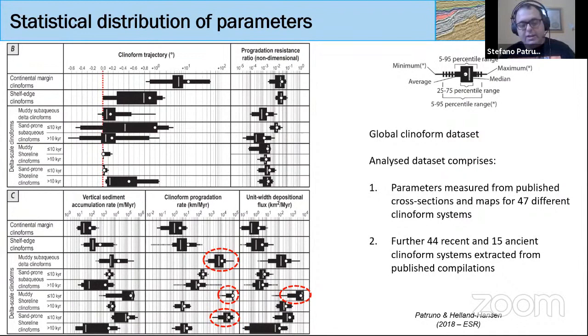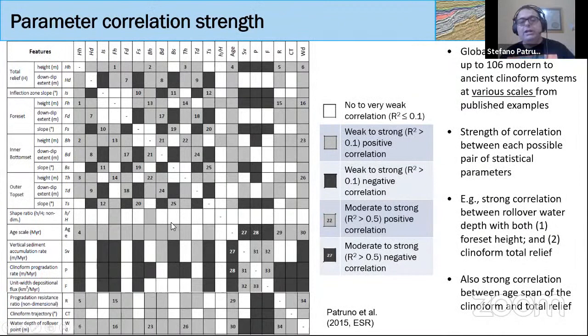Okay, so another thing to consider is that if you plot these parameters that we've measured, so height, standing extent, foreset, bottomset and topset, shape ratio to differentiate between sigmoidal and oblique, age scale, the vertical accumulation rate, the progradation rate, and so on and so forth, if you plot them against each other, is there any trend? Is there any correlation between each couple of parameters? You may expect yes, you might expect not. The answer, on the basis of the data set that we've looked at, is that there is quite a lot of correlations.